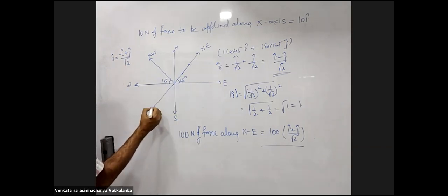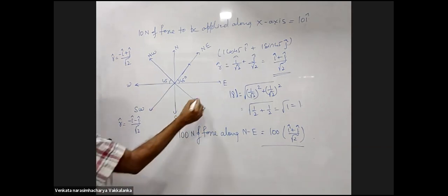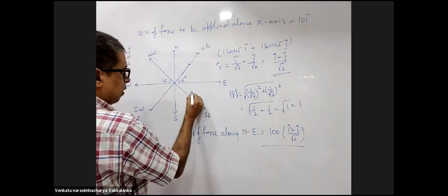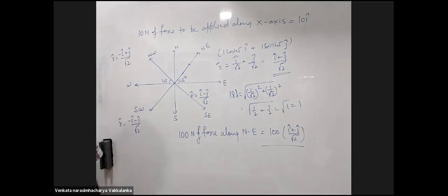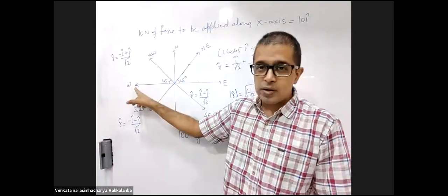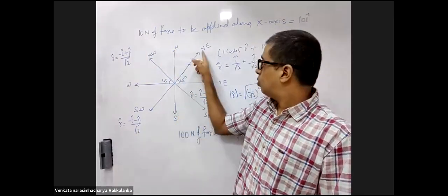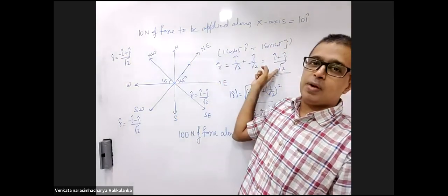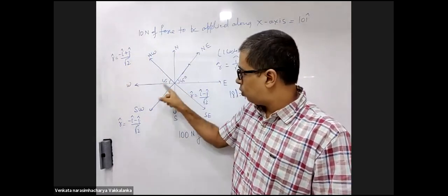Unit vector along southwest will be (minus i cap minus j cap) by root 2. Unit vector along southeast will be (i cap minus j cap) by root 2. Unit vector along x-axis, i cap. Along west, minus i cap, and along south, minus j cap. So northeast unit vector is (i plus j) by root 2. Northwest is (minus i plus j) by root 2.